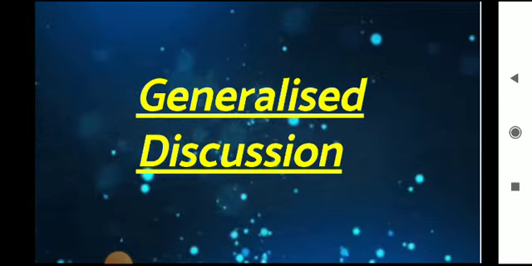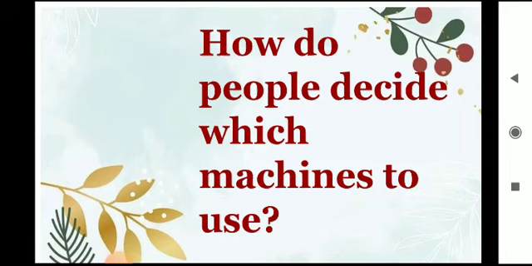Now, moving towards our generalized discussion. Our question is, how do people decide which machines to use? As you can see, a tailor uses scissors and needles to stitch a cloth. A car mechanic uses a jack to lift the car, and a wrench to tighten the screws of the wheel. So, I'm asking, how do people decide what type of tool or machine they have to use? Do you know the reason behind this?